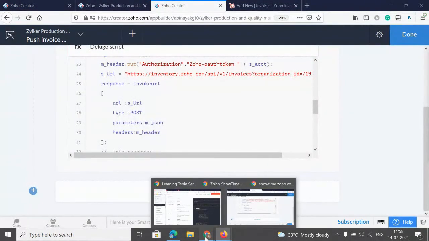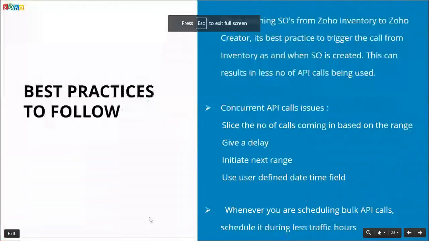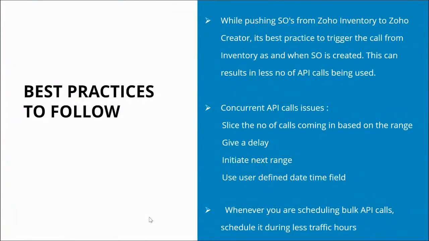So next, let me get into the best practices. What are the best practices to follow while integrating Zoho Creator with Zoho Inventory? While pushing sales orders from Zoho Inventory to Creator, it's always best to trigger the call from Inventory as and when the sales order is created. So here, instead of initiating on a daily or weekly basis, whenever the sales order is created, you can trigger the call. This results in fewer API calls being used.